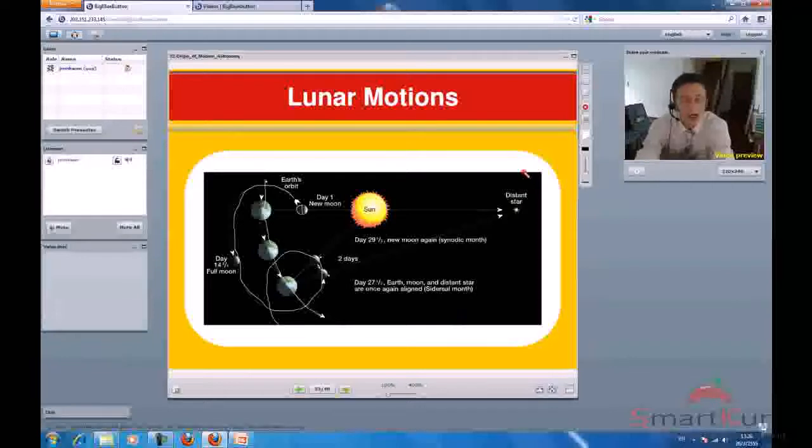Notice up at the top of the picture, we start with day 1. We're going to start with a new moon. Notice the dark side of the moon is facing the Earth, so we would not see anything. Here we've got the Earth moving around the sun like this, and the moon moving around the Earth. However, notice that, of course, the moon is not moving in a perfect circle. It's moving in a path like that.